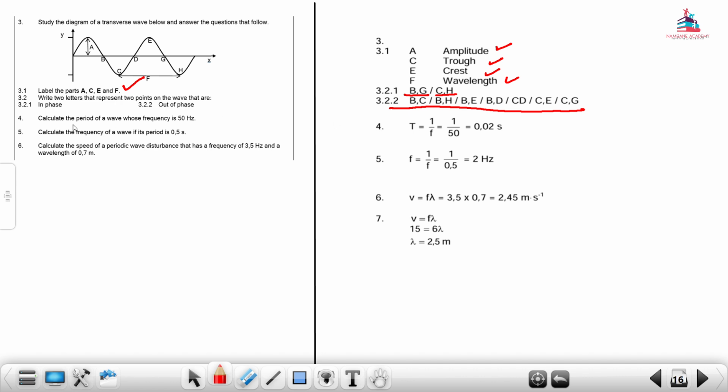Then number four, calculate the period. If your frequency is 50 hertz, remember, period is given by T is equal to 1 over f. Our f is 50, therefore the answer will be 0.02 seconds. Then frequency.